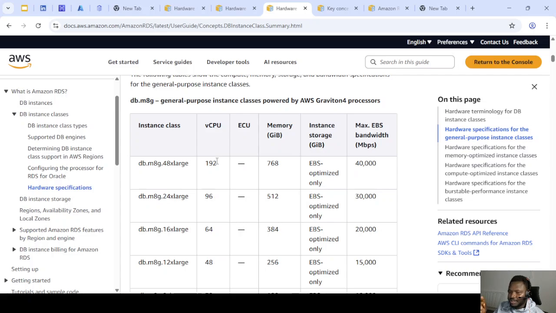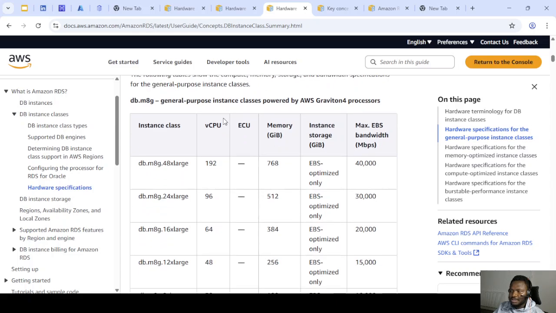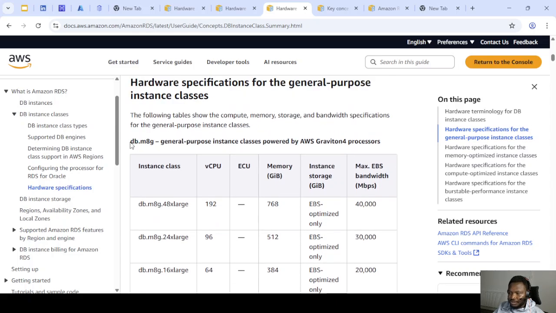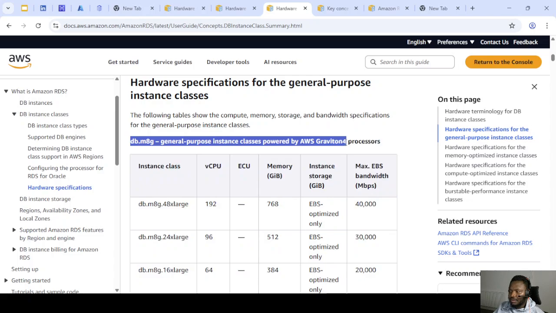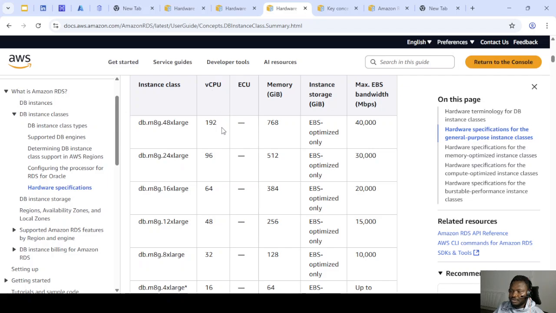Remember, M classes are standard instance classes. As a database administrator, you come in and see this is the first, general purpose standard instance classes. It is well indicated that there are DB M8G classes, which are general purpose instance classes powered by AWS Graviton processors, Graviton 4 processors. Each instance class gives you a certain number of vCPUs, a certain memory capacity, the specification of the EBS storage, and the maximum bandwidth.